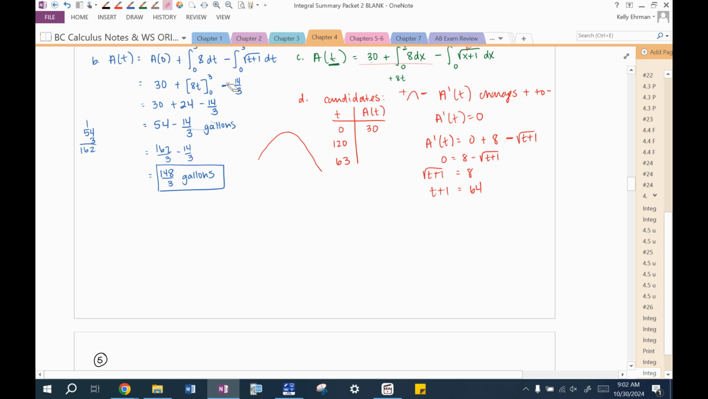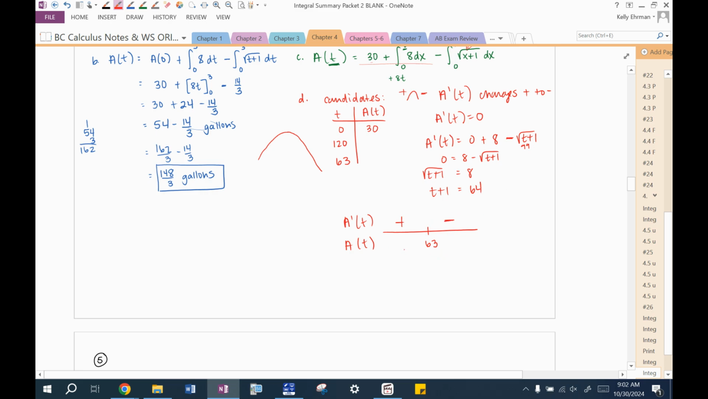Doing all that math seems pretty terrible and didn't feel right. So think about your A prime graph and what is that telling us about A of t? So we just figured out, okay, there's a critical number at 63. So A prime is 8 minus square root of t plus 1. So you're getting a positive if you plug in, say, 0 to the left of 63, right? You're getting a positive 8 minus square root of 1. If you plug in something after 63, like let's plug in 99, 8 minus square root of 100 is 8 minus 10, so that's negative.